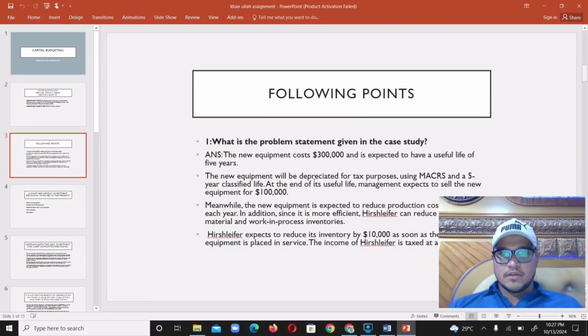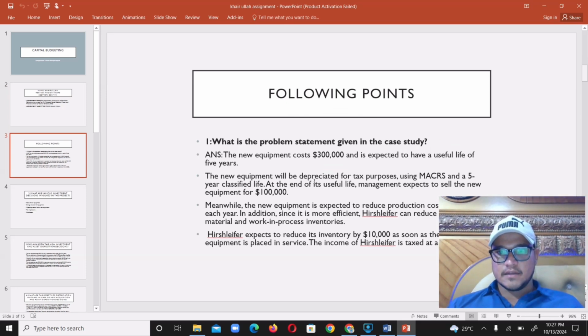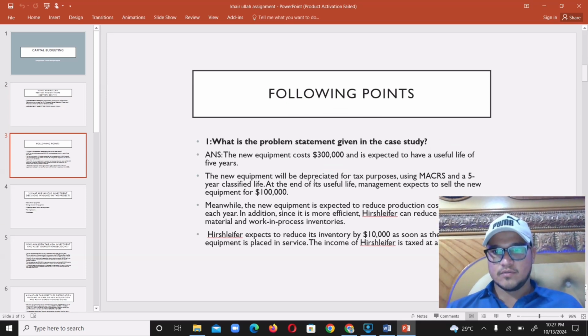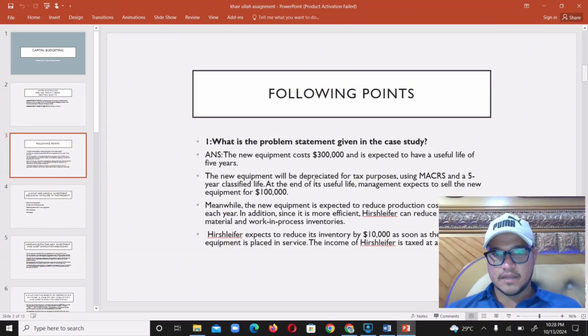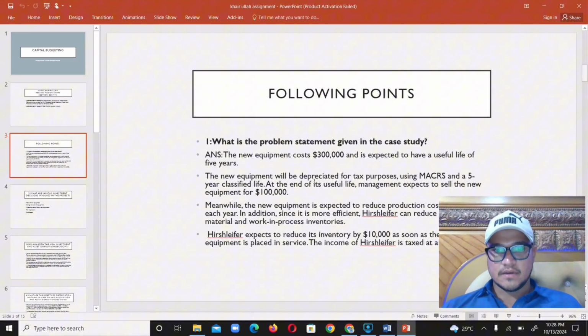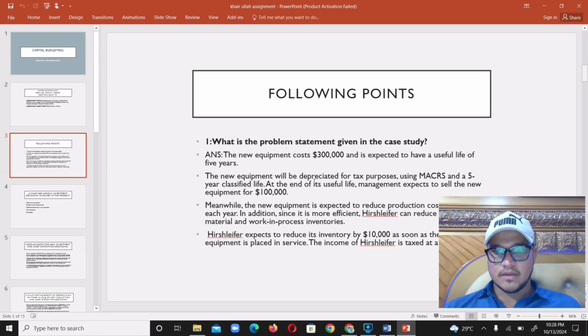Answer: the new equipment costs 3 lakhs and is expected to have a useful life of 5 years. The new equipment will be depreciated for tax purposes using MACRS 5 years classified life. At the end of its useful life, management expects to sell the new equipment for 1 lakh.